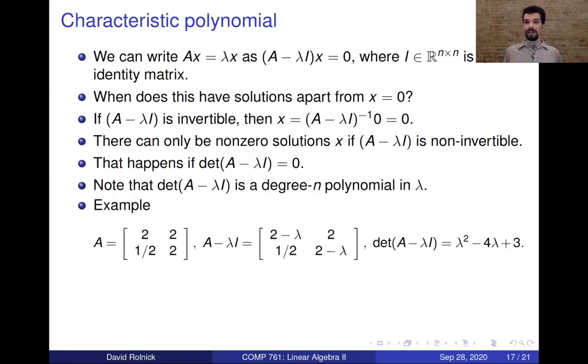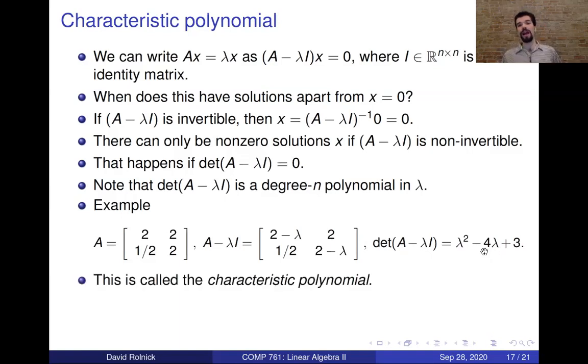So when is that equal to 0? Well, it's just 0 at whatever those roots of the polynomial are. And in this case, the polynomial is going to have roots of 3 and 1. This is called the characteristic polynomial.